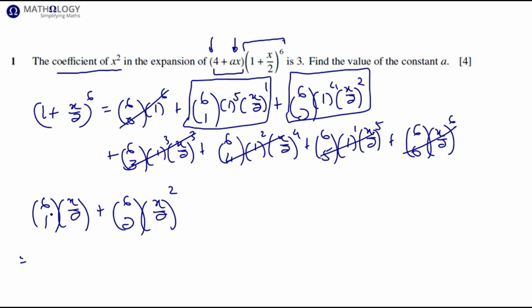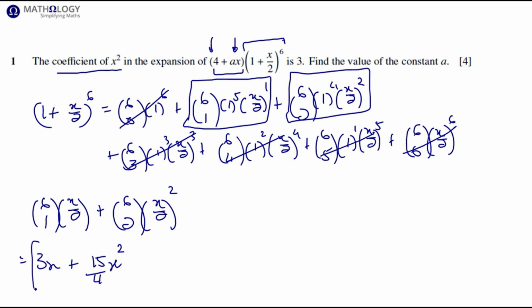So 6 choose 1 will be 6, 6 times x over 2. That will give us 3x. 6 choose 2 will be 15 times a quarter, so it will be 15 over 4 x squared.